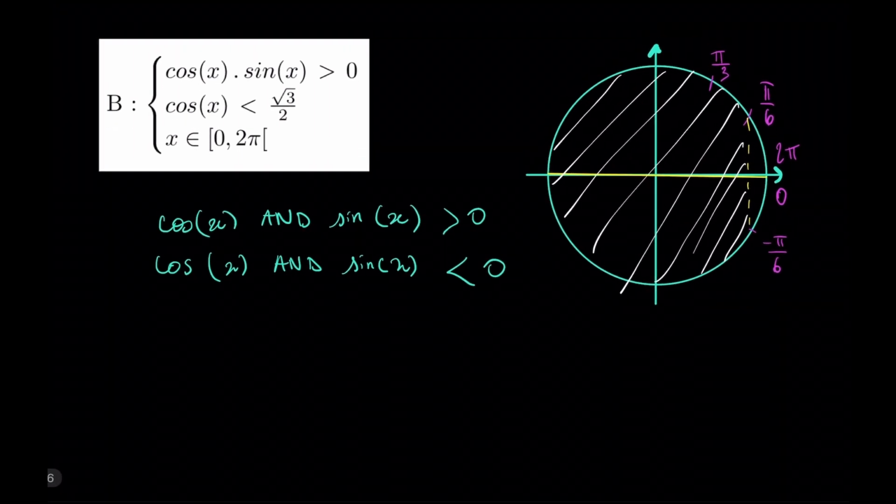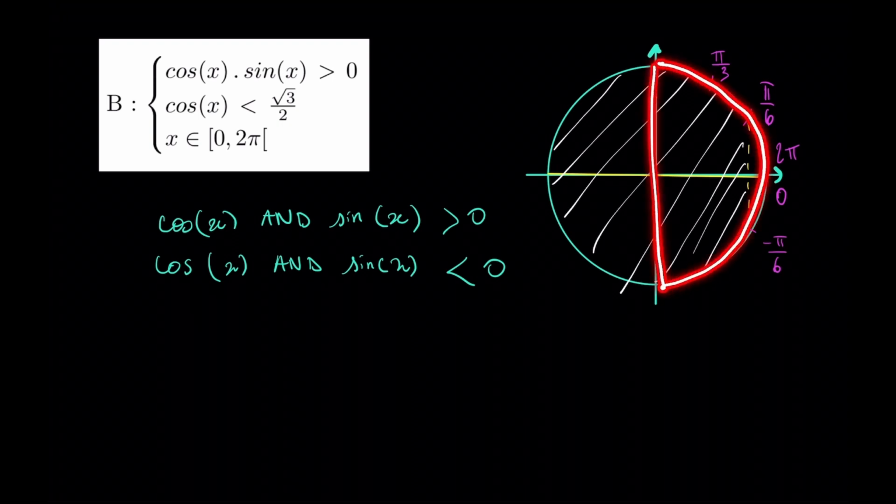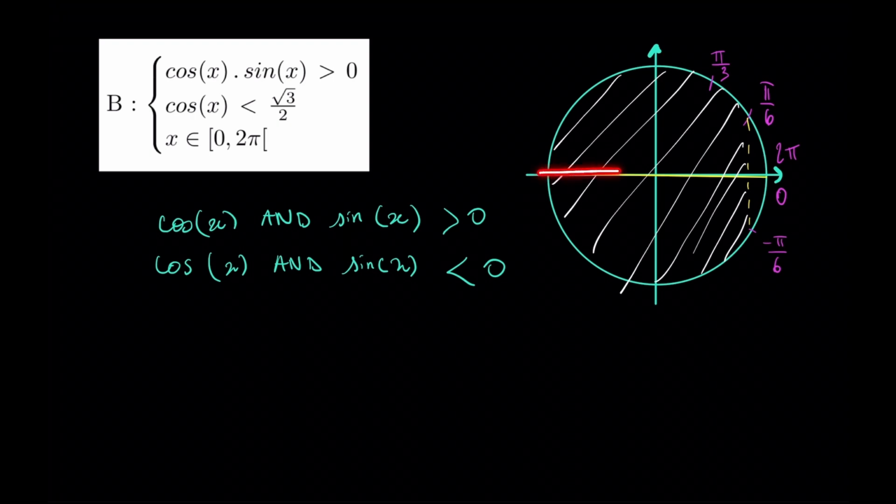So now we ask ourselves, when are the cosinus and sinus positive? Well, the cosinus is positive in this hemisphere, all right? The sinus is positive in this hemisphere. So the cosinus and sinus are both positive in this quadrant, the first quadrant. So this would be our red zone. Let's put it like that, like such.